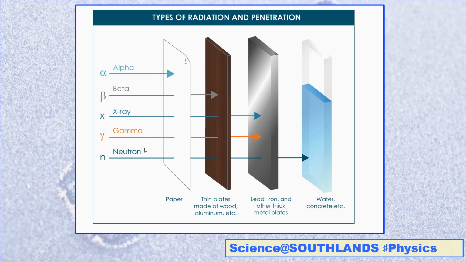A neutron is a fourth type of radiation. We don't need to know too much about that, but that is the most penetrating, because that will go through the lead as well. So alpha, beta and gamma, you need to be familiar with this diagram in terms of how much they can penetrate different materials, and that's what the work is going to be today.